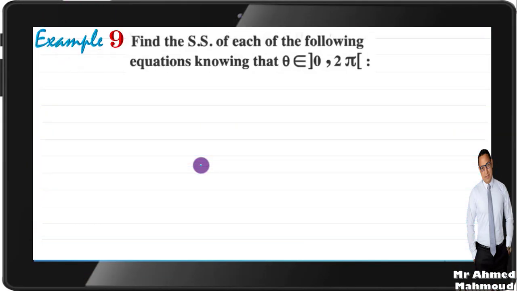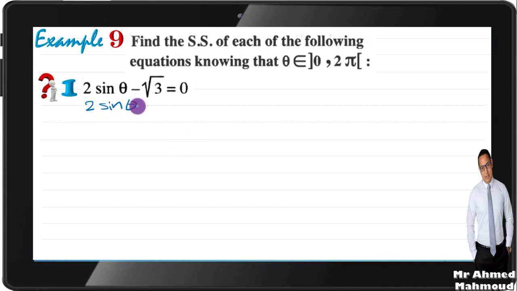Example 9. Find the solution set of each of the following equations, knowing that theta belongs to [0, 2 pi]. Okay, number 1. 2 sine theta minus root 3 equals 0. I'm going to send root 3 there. So 2 sine theta equals positive root 3. I'm going to send 2. So sine theta equals root 3 over 2.